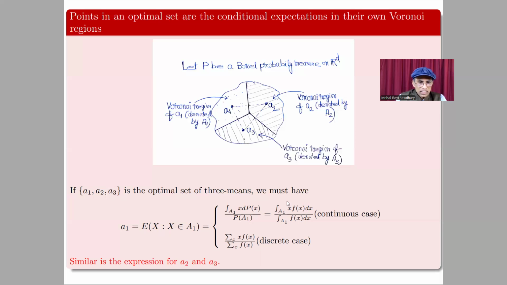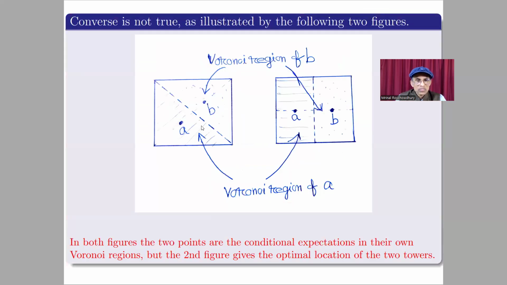There's an important property. If a1, a2, a3 is the optimal set of 3 means, then a1 must be the conditional expectation in its own Voronoi region, which is this formula in the continuous case, and this is the formula in the discrete case. Similar is the expression for a2 and a3. So what we understood from this slide is that the elements in an optimal set must be the conditional expectations in their own Voronoi regions. But the converse is not true.